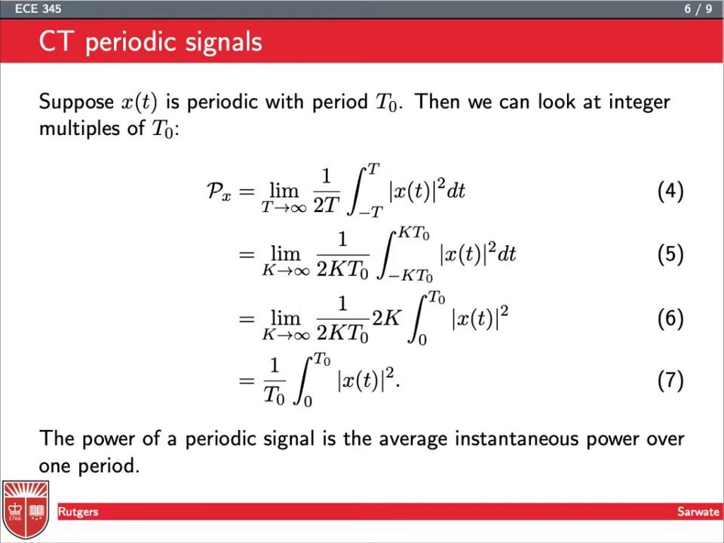So if x of t is periodic with period T0, then we can just look at integer multiples of T0. We know that the signal is identical to itself every T0 seconds. So we can give a little proof of this. If I look at the limit as T goes to infinity of 1 over 2T times the integral of the energy between minus T and T, then instead of looking at any value capital T, I can just look at multiples of T0. But from minus kT0 to kT0, I go through 2k cycles of the signal. So the total energy is just 2k times the energy in one cycle, say from 0 to T0. So this is 1 over T0 times the energy in one cycle. The average energy per cycle is the power of a periodic signal. It's the average of the instantaneous power over one period.